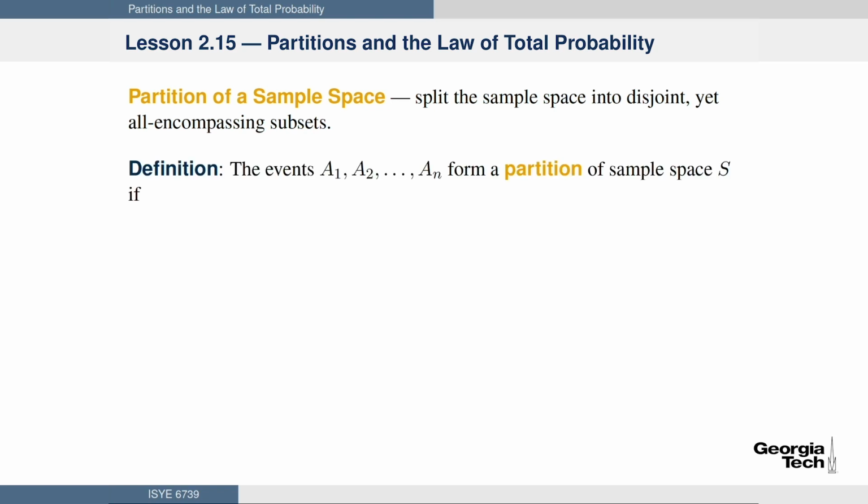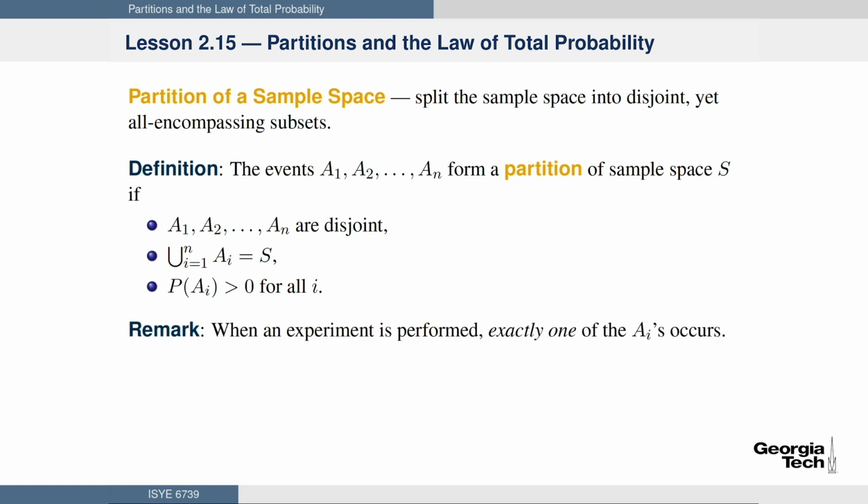Here's the definition. The events A1 through An form a partition of the sample space S if the Ai's are all disjoint, the union of the Ai's equals the entire sample space S, and the Ai's are non-trivial in the sense that the probability of Ai is greater than 0 for all i. Remark: when an experiment is performed, exactly one and only one of the Ai's occurs.